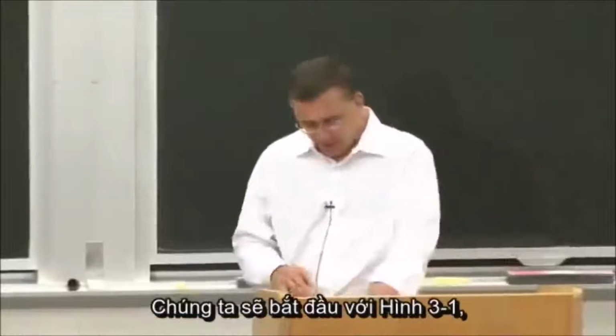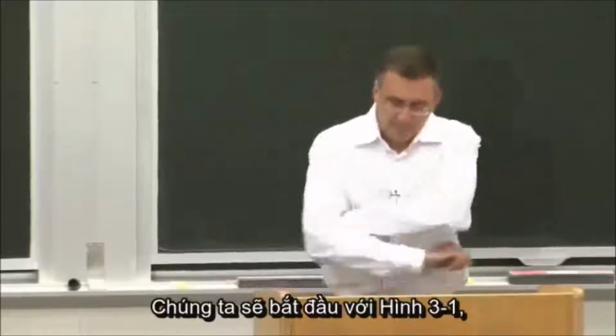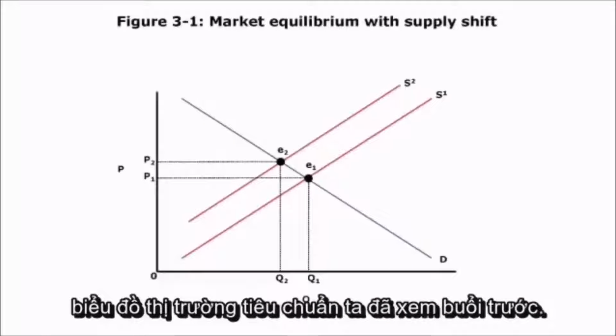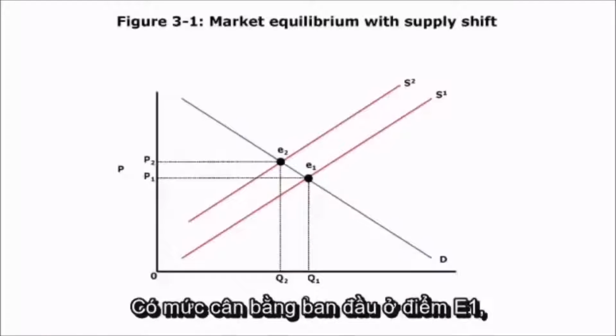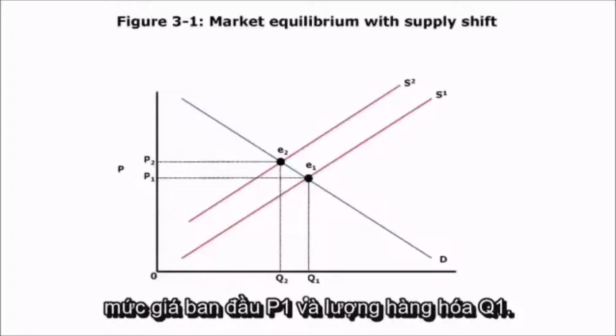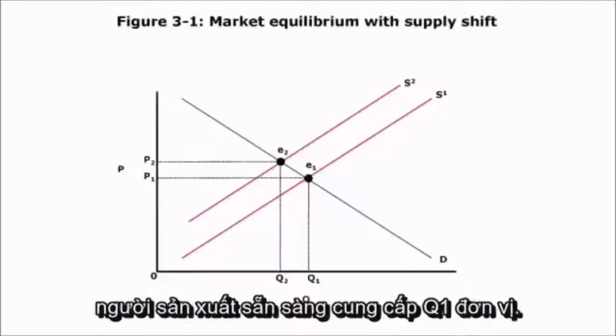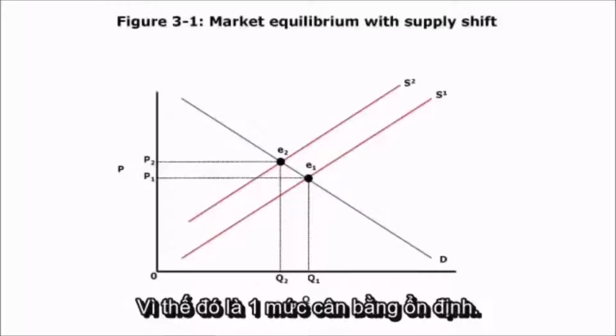So to think about this, let's start with figure 3.1, which is a standard kind of market diagram we had last time, which is you're in some initial equilibrium at point E1 with initial price P1 and a quantity Q1. That's the equilibrium. That's stable because at that price P1, consumers demand Q1 units and suppliers are willing to provide Q1 units. So that's a stable equilibrium.